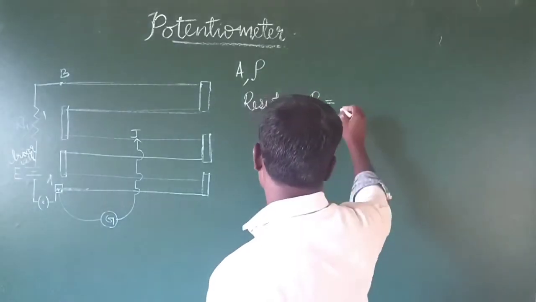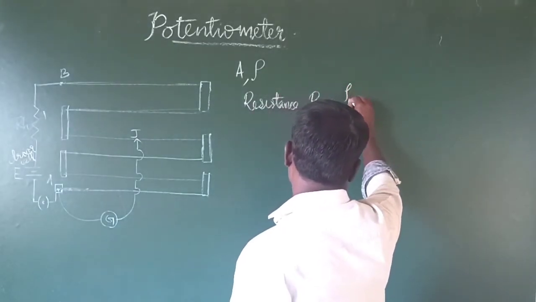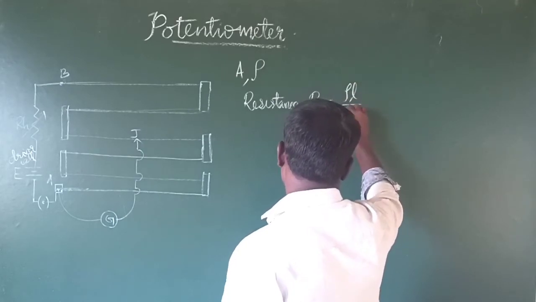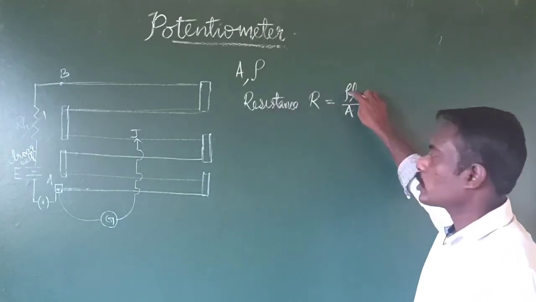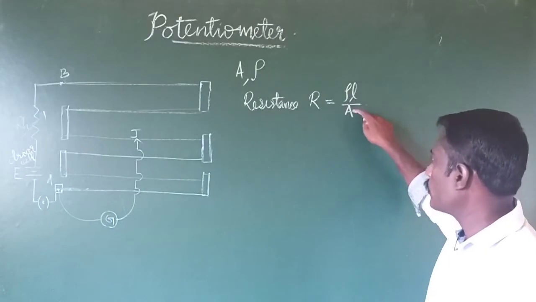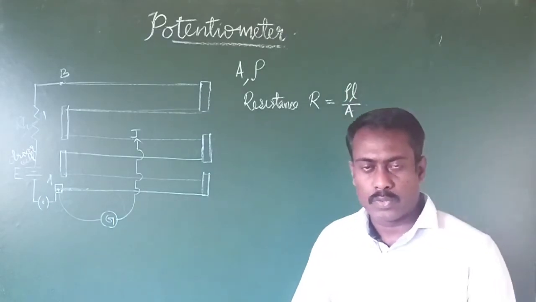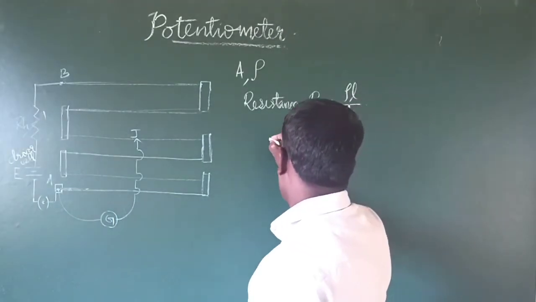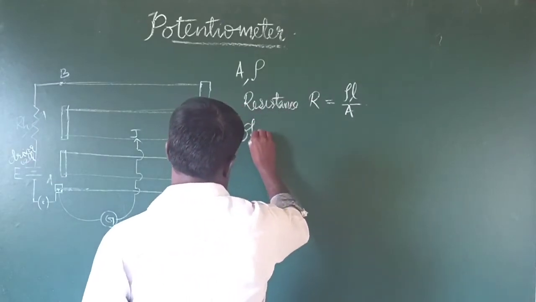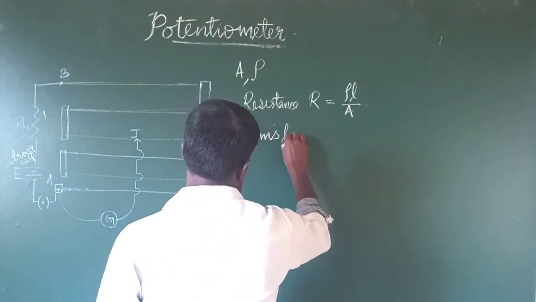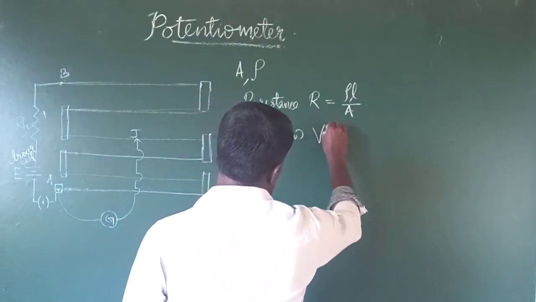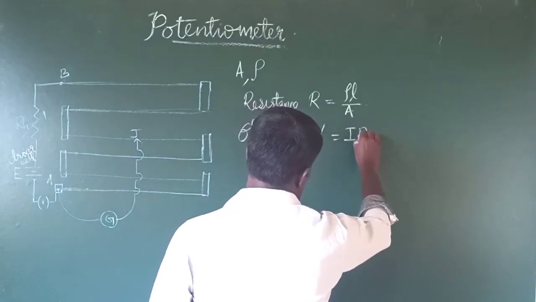Resistance R is equal to rho into L divided by A. Here rho is the resistivity of the wire, L is the length of the wire, and A is the area of cross section of the wire. So as per Ohm's law, V is equal to I into R.